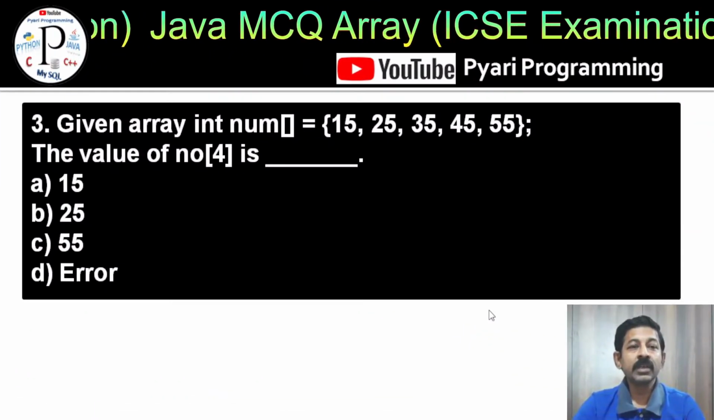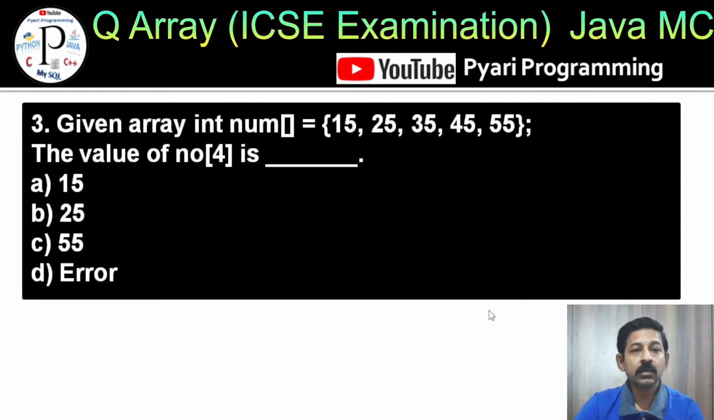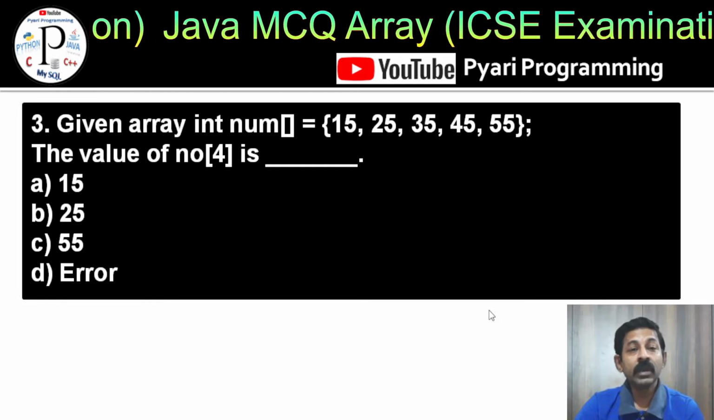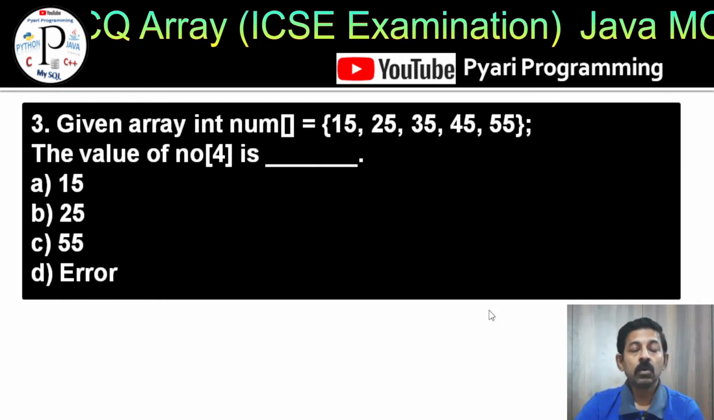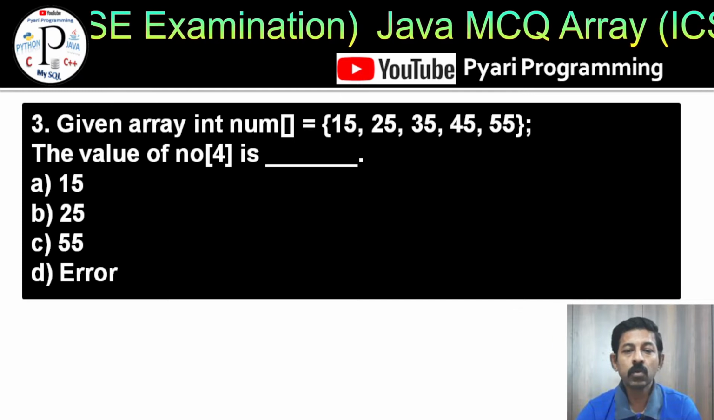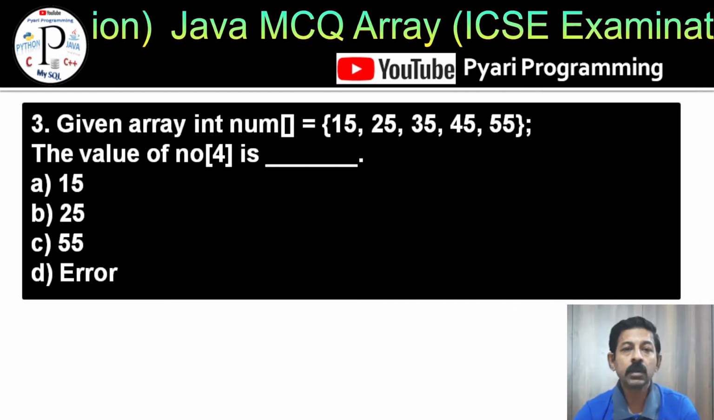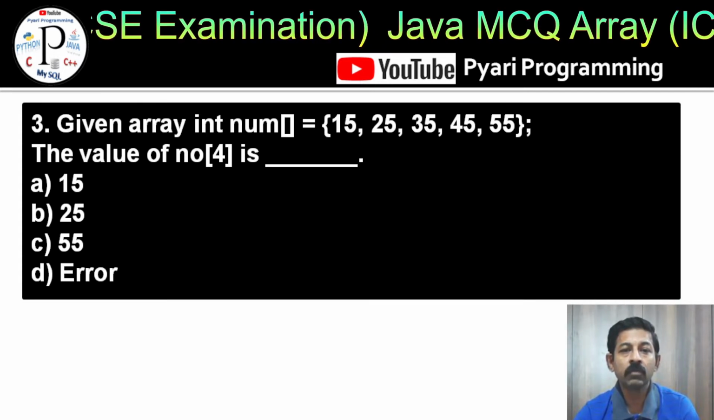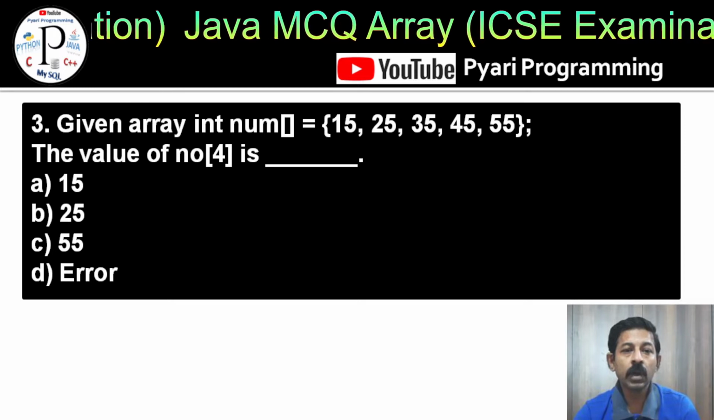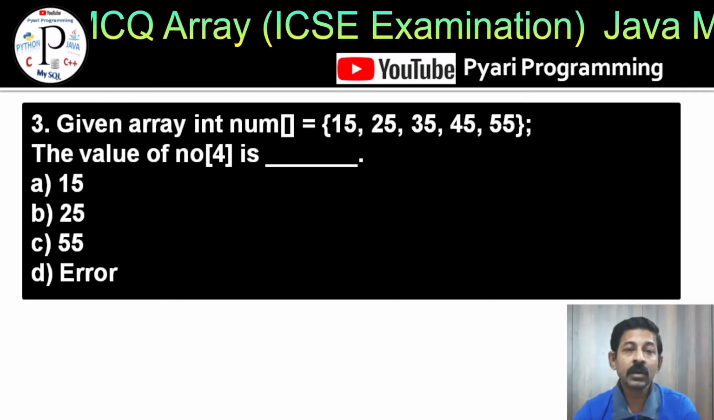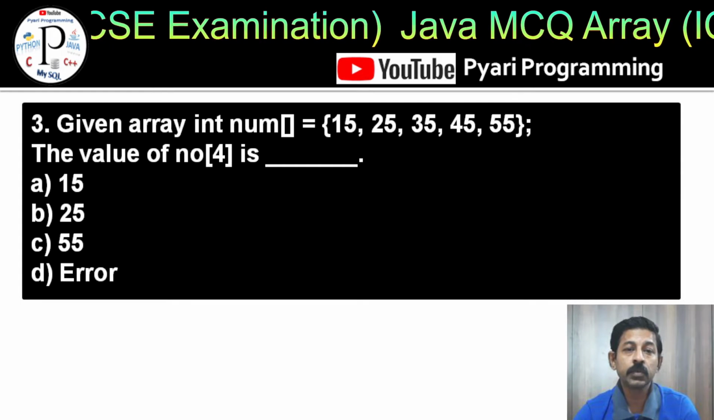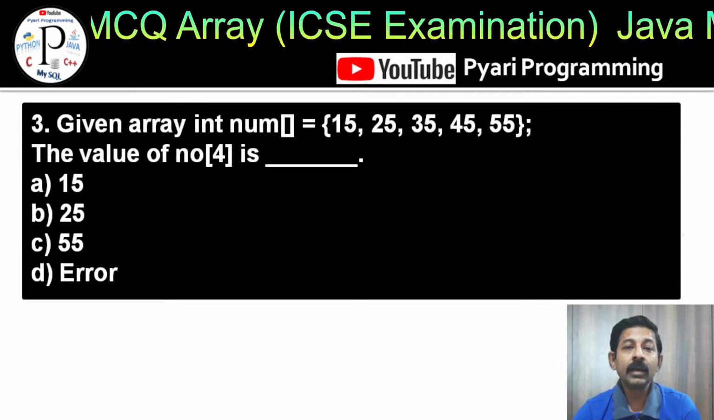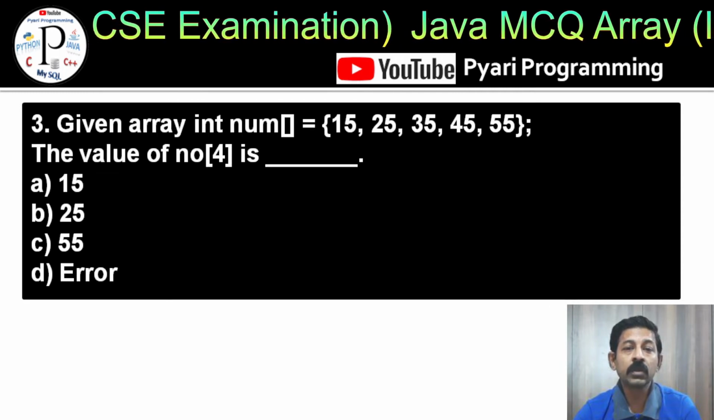Now the next question says that the given array is this one, and asks for the value of a[4]. Which index position is it talking about? Look at this. The first index position is 0; array indexing always begins at 0, then 1, then 2, then 3, then 4. So now it is talking about the fourth index position. Let's start. The 0th index position contains 15, the first index position contains 25, the second contains 35, the third contains 45, and the fourth contains 55.